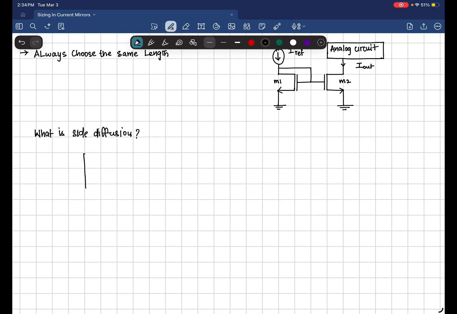Now let's take an NMOS. So it has a P substrate, and if this is the gate, the heavily doped source and the drain regions are formed by a process called ion implantation. So basically atoms are placed into the silicon at high speed. They are shot into the silicon substrate at very high speeds.